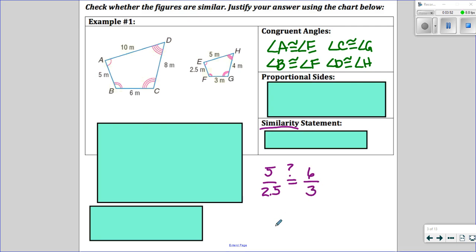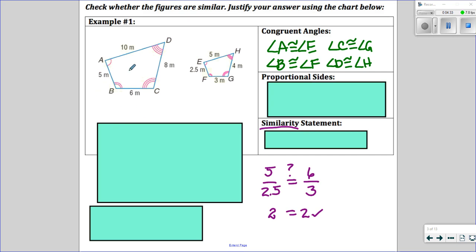Now I'm going to compare those two sides. So if I were to do 5 divided by 2.5, it would give me 2, and then 6 divided by 3, 2. Okay, they're in proportion. Now let me look at the other one. Let's see AD versus EH. I see 10, 5. So that means I needed to divide by 2 to get to 5. Did I do the same thing for DC to HG? 8 to 4. I divided by 2, so I did half. Yeah, that seems to be what's happening with all the sides.